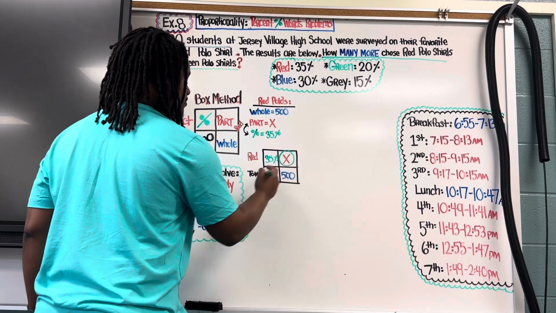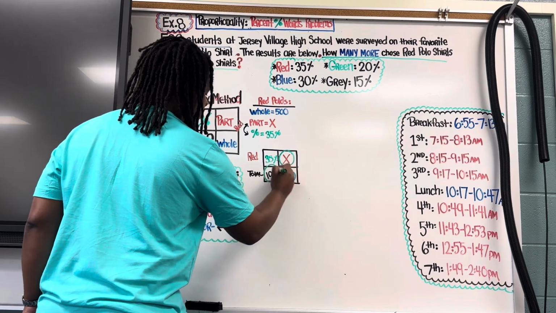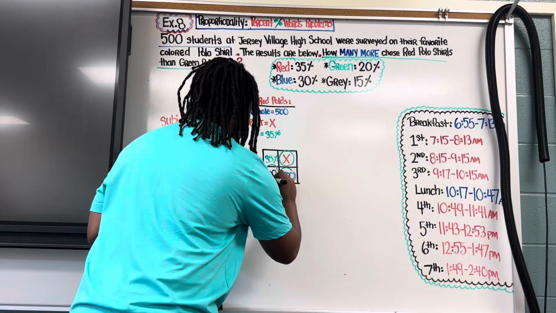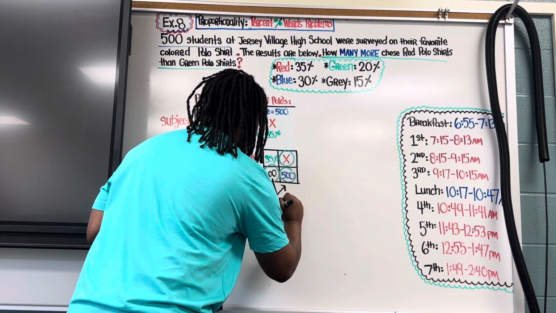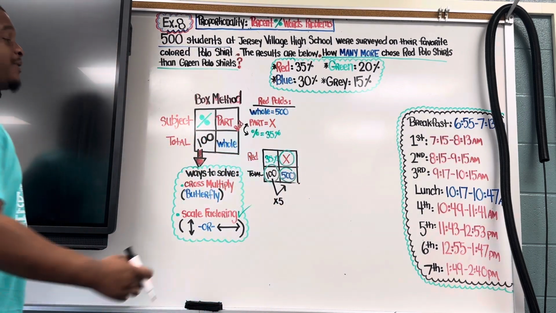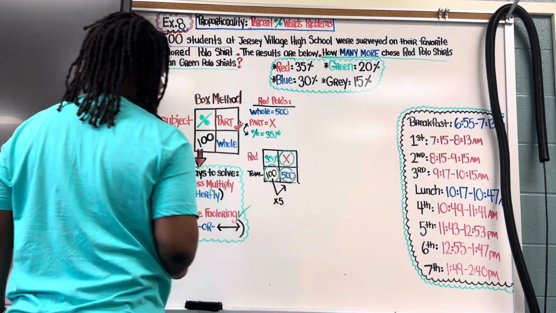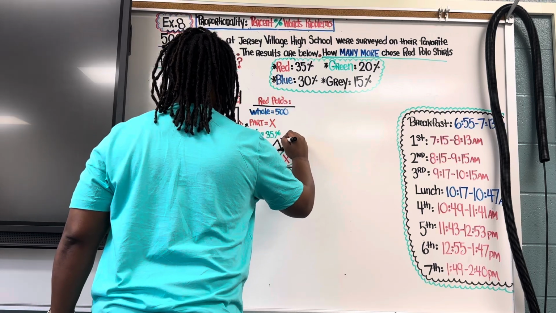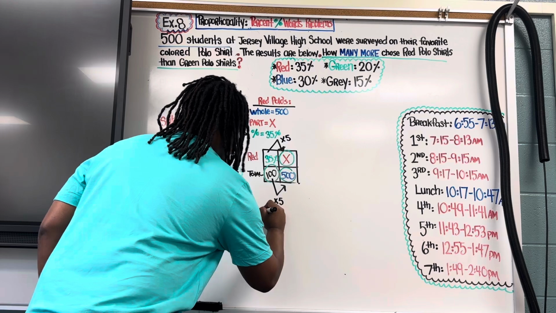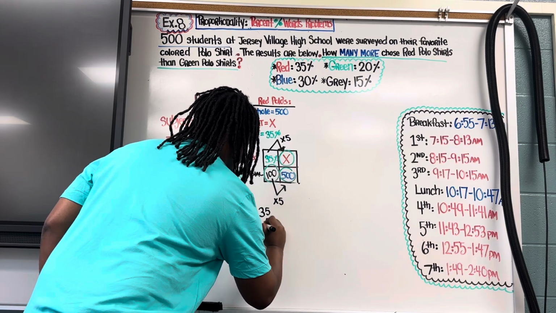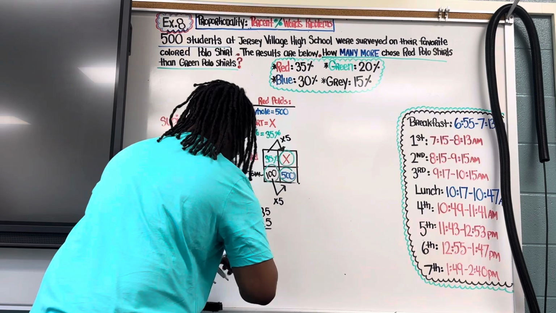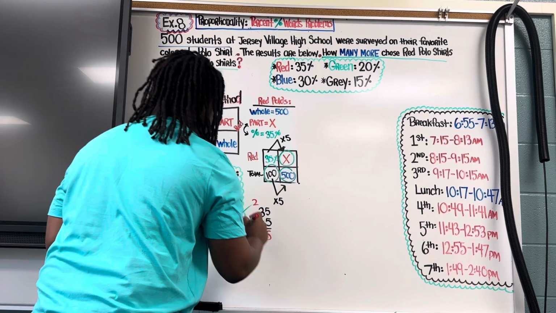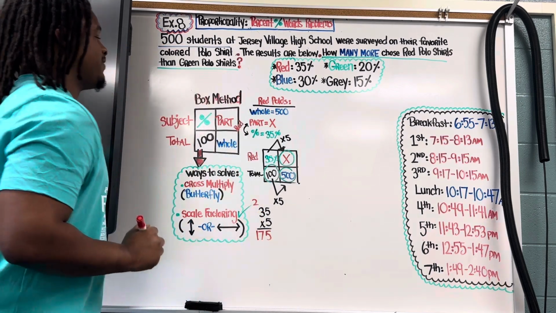I'm going to choose horizontally because 500 is a multiple of 100, meaning that if I multiply 100 by 5, I'm going to equal 500, right? So if I multiply 100 by 5 to get 500, I have to multiply 35 by 5 to get x. And we're going to do this right here. 35 times 5. 5 times 5 is 25. 5 times 3 is 15, plus 2 is 17. So that's 175, all right?